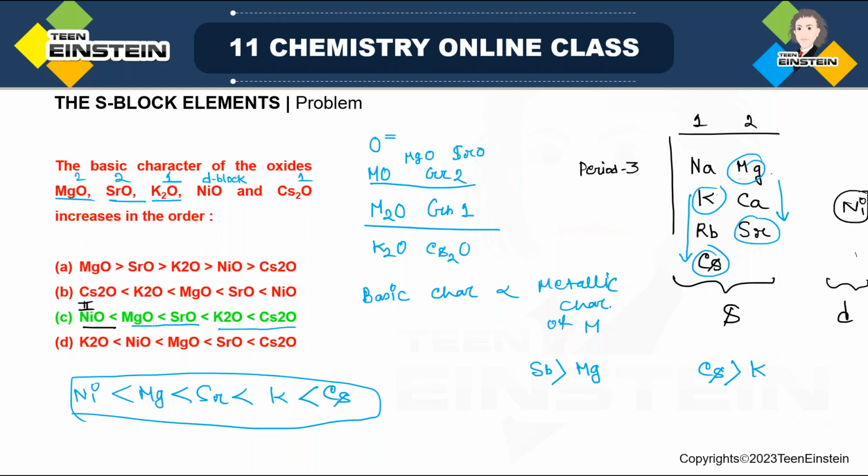But the actual explanation is that strontium is more reactive than Mg, so strontium oxide will be more basic. So just focus on any particular group. Here this is the order. Then focus on group 1, this is the order. So in this way, comparing all these points together, we have to choose option C, increase in basic character.